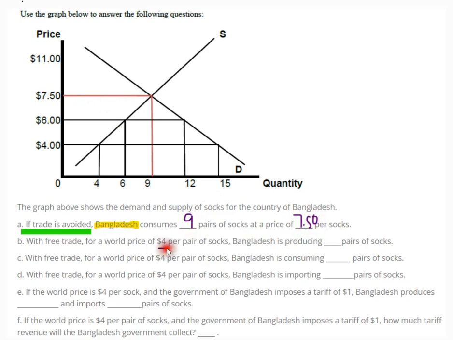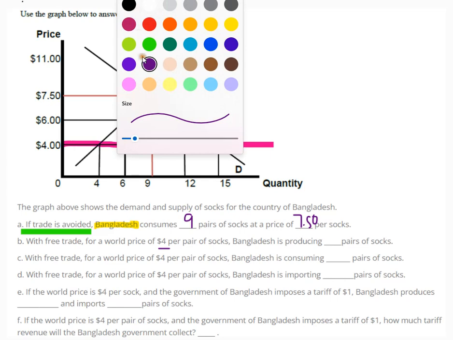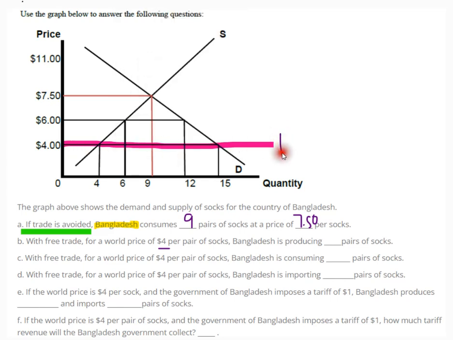Now, the world price is 4. So what we're going to do is consider that this country, Bangladesh, can just buy as many socks as they want from the rest of the world. And so this you can label as WP, okay? Now, let's do the 3 questions together. So now the world price is $4.